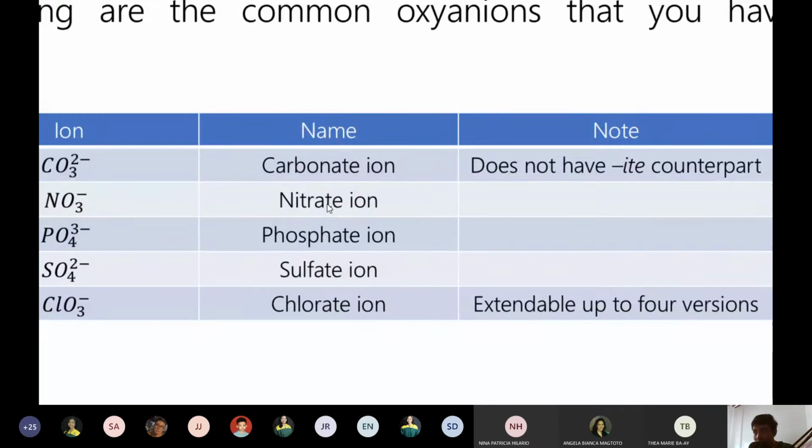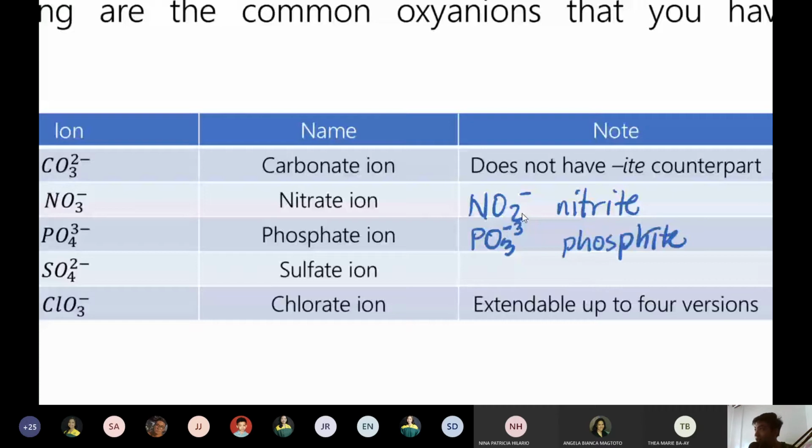NO3. Name niya ay nitrate. Alam natin that it has a counterpart na NO2 negative. Ang name niyon ay nitrite. Remember nyo na lang. Anyway, nasa PowerPoint naman lahat. Phosphate. Ang phosphate natin, alam natin, meron niyang counterpart daw. Pangalan nun ay PO3 negative 3. Phosphite ang name niya. So, binibigay ko na yung name. Kabisaduhin nyo na lang.